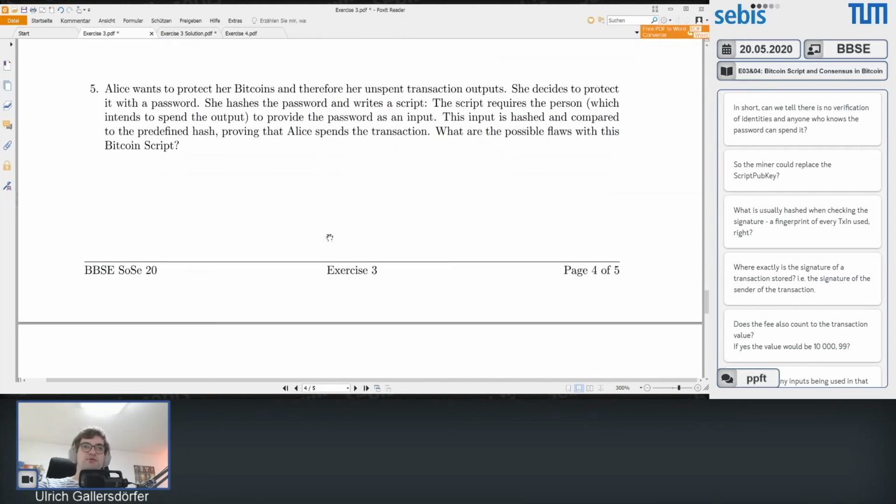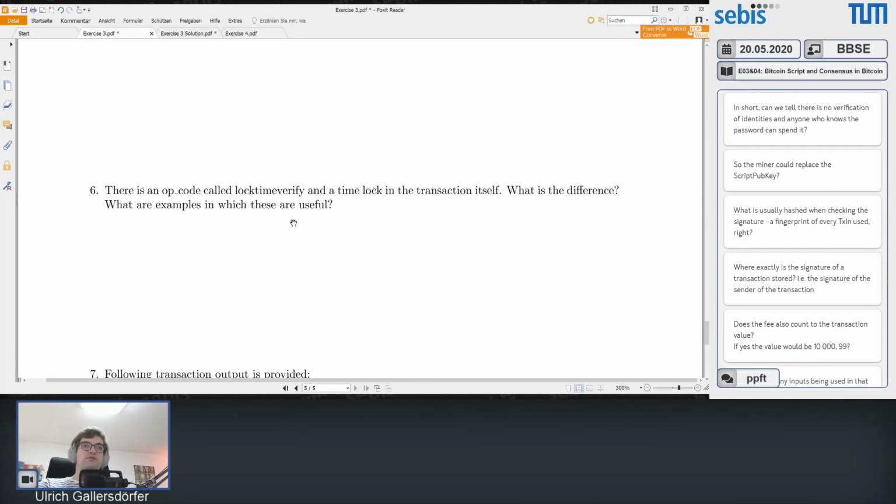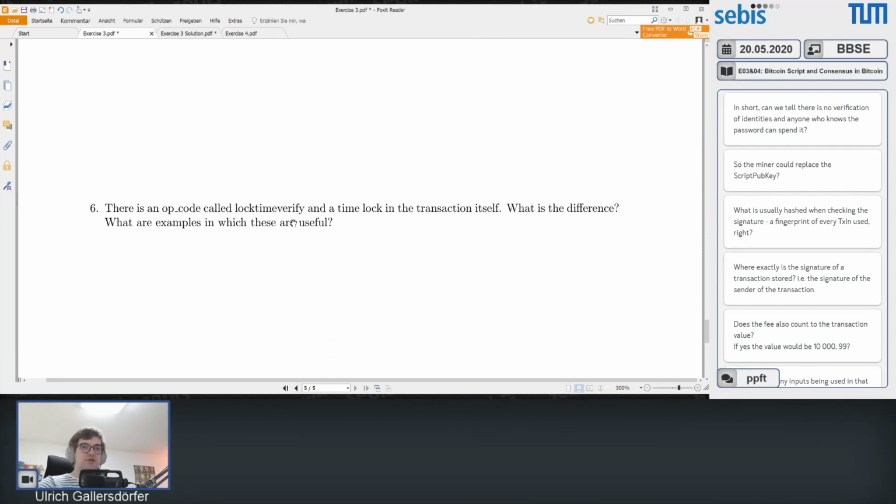Okay, so let's move on. We have a very good question here, and I like it, because we covered both in the lecture. We have an opcode called OP_CHECKLOCKTIMEVERIFY and a time lock in the transaction itself. What is the difference? What are examples in which these are useful?